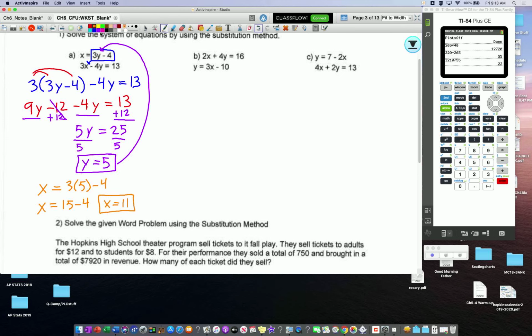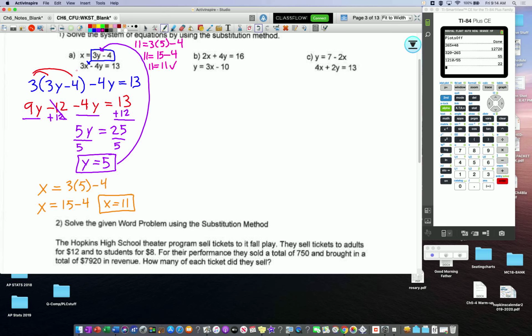So just to do a quick check, if I plug it in to my first equation, does 11, which is my x, equal 3 times 5 minus 4? So 11 equals 15 minus 4, which is 11. Check. So far, so good. Plug it into the second equation.